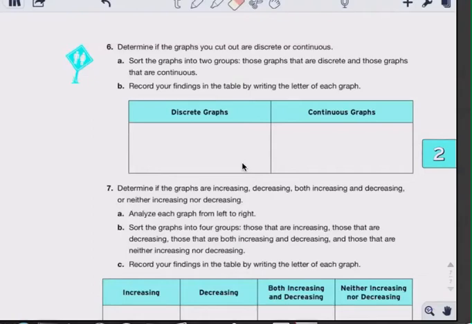Go ahead at this time, you can write it in your booklet. Let's write the answer in your booklet. Okay, so you have the answer at home correctly. Okay, number 6, discrete is AFJ.